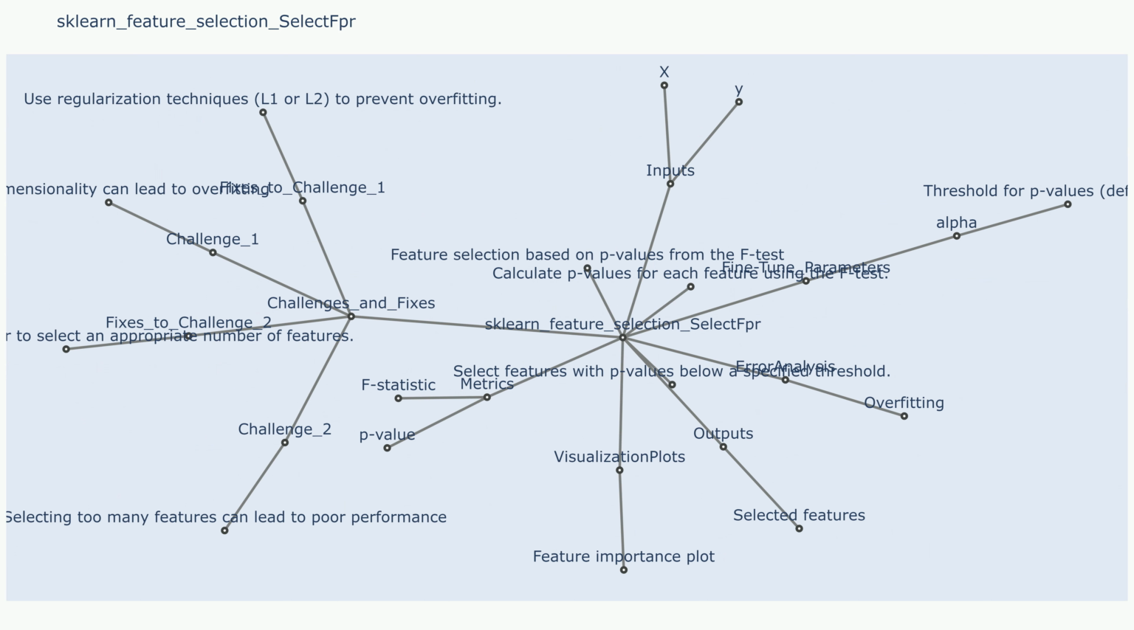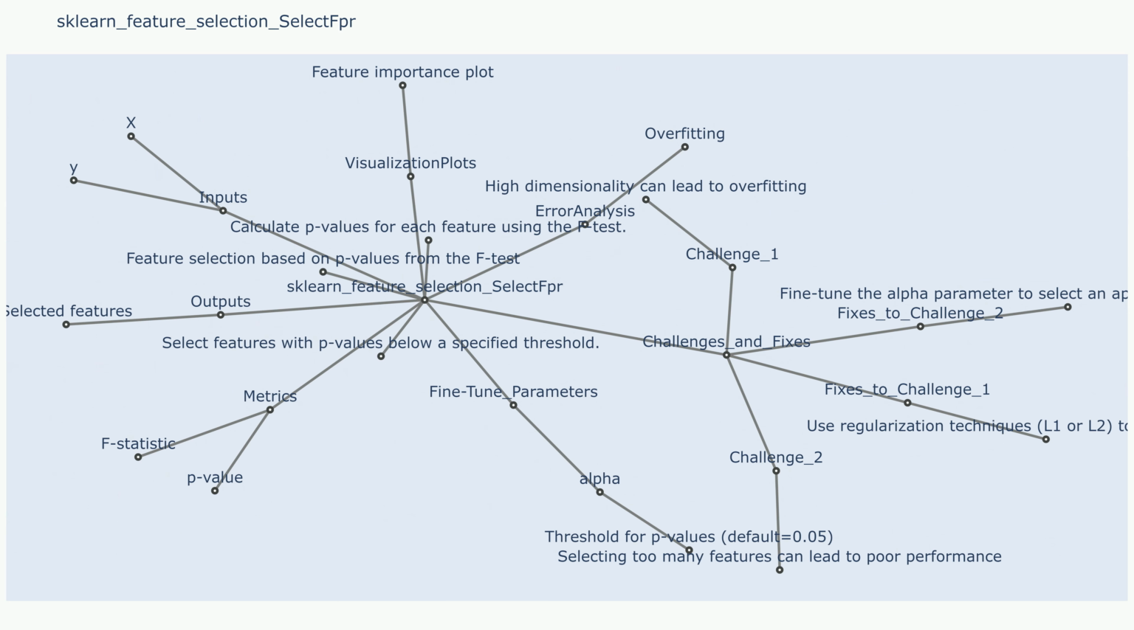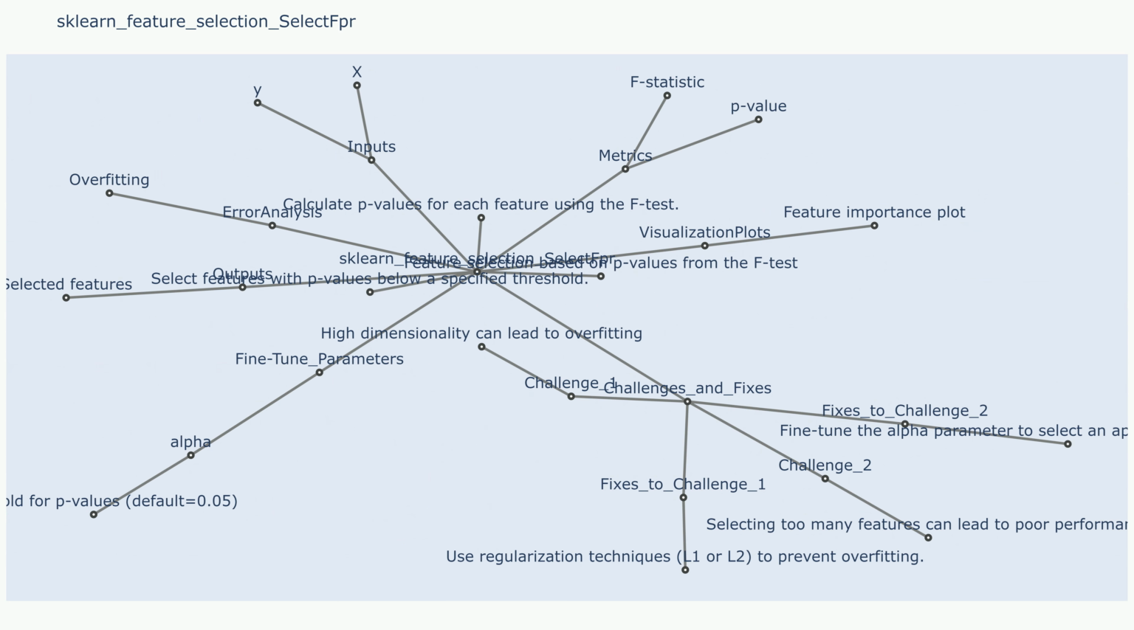Feature importance plot: a bar chart showing the F statistic for each feature, sorted by importance. Feature selection plot: a plot showing the number of selected features as a function of p-value threshold. Fine-tune parameters: alpha, the p-value threshold. Features with p-values below alpha are selected. Uncertainty methods: bootstrapping, resample the data with replacement to estimate the variability of the feature.